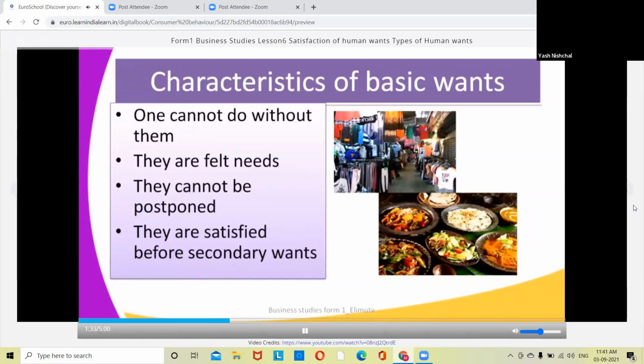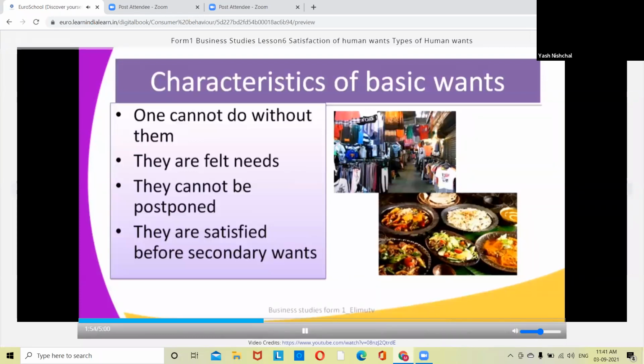The other one is that they cannot be postponed. For example, you cannot postpone taking food for today, tomorrow, even the day after. You'll suffer if you don't take food. You cannot postpone living in a house. You need shelter day in, day out. So they cannot be postponed.